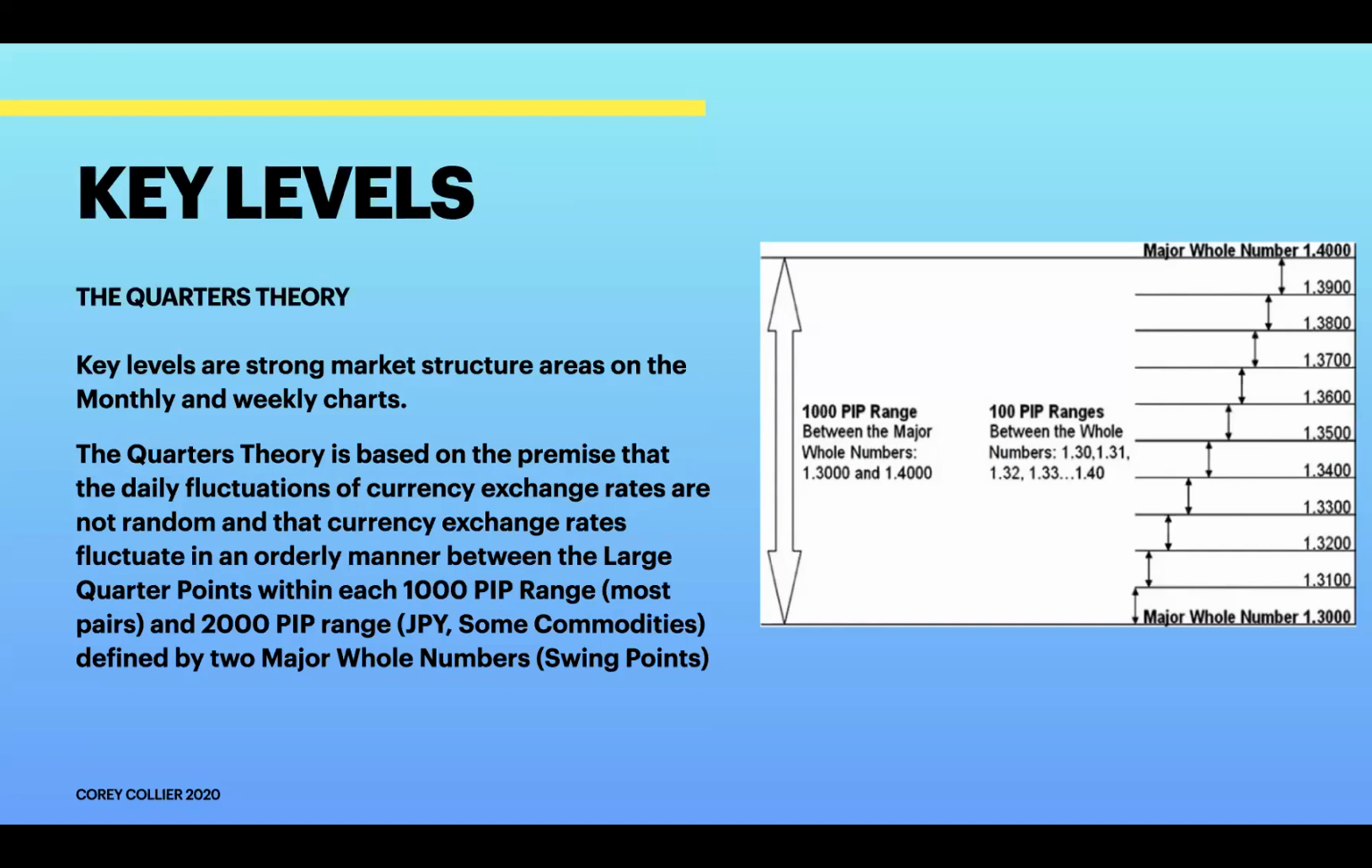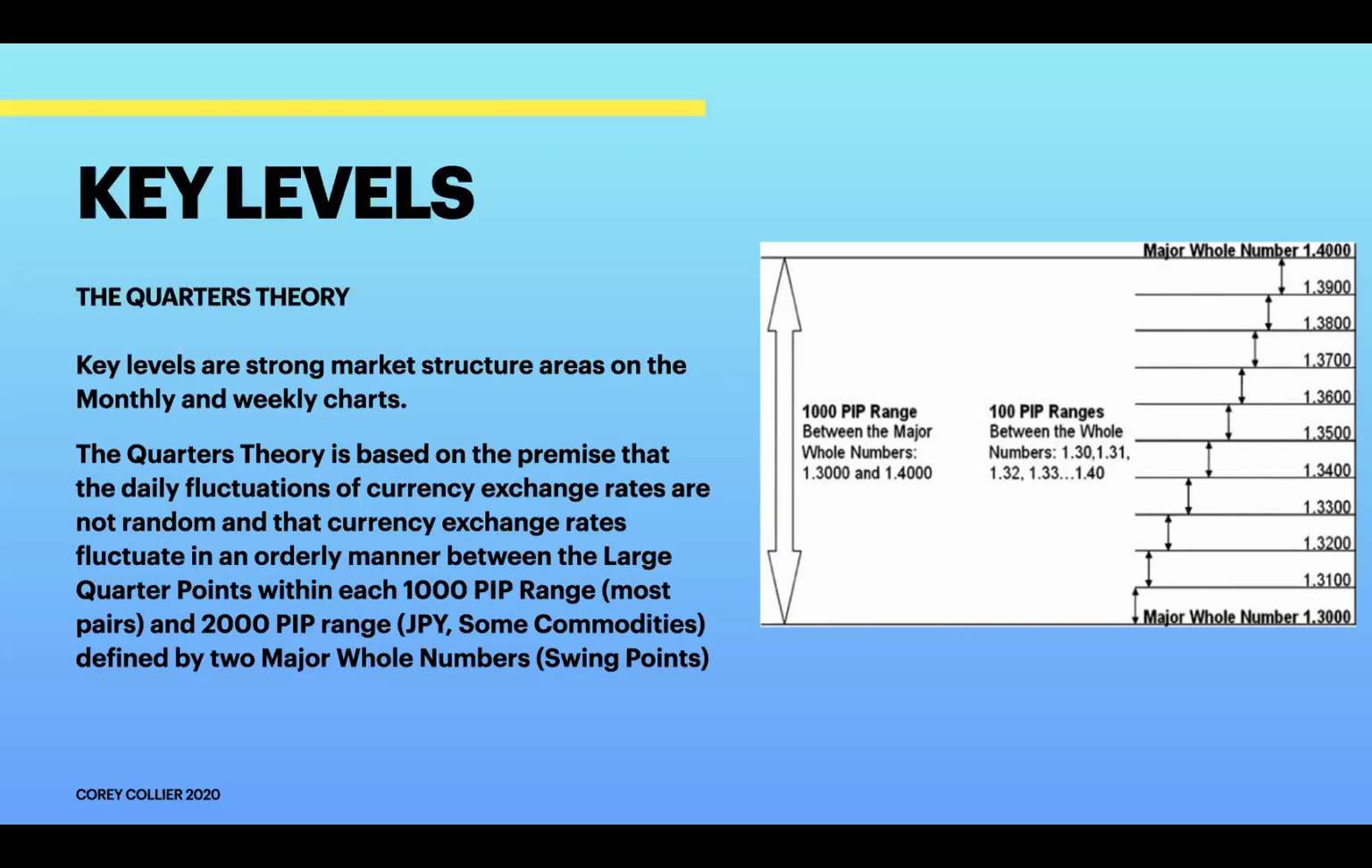Yeah, this theory is based around the idea that price isn't random and that currency exchange rates fluctuate in an orderly manner between large quarter points within each 1,000 pip range, okay? That's for most pairs, and then around a 2,000 pip range for JPY pairs and some commodities, okay? Defined by two major whole numbers or swing points. So let's take a look at this image to the right, right?